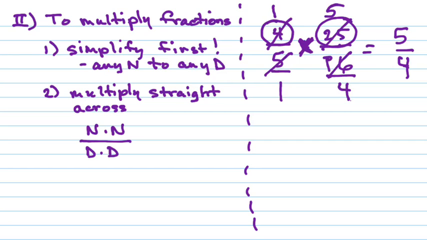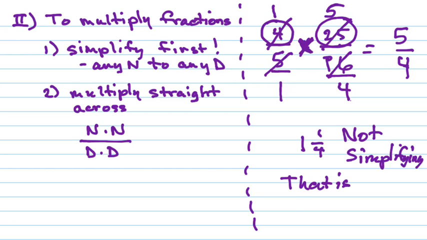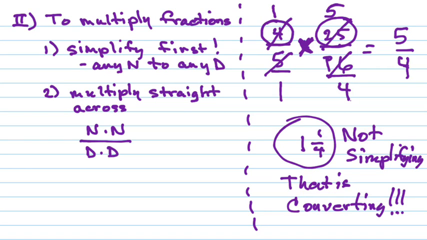Okay? One thing that many students think is that changing 5 over 4 to 1 1/4 is simplifying. That is not simplifying. That is converting. All right? So simplify means divide away common factors. What we've done to change 5 over 4 into 1 1/4 is convert it to a mixed numeral. That's not simplifying. Now, many times, though, you'll want it in this form. But in algebra, which is where you're going, you do not want it in that form because you can't multiply or divide or anything with it.